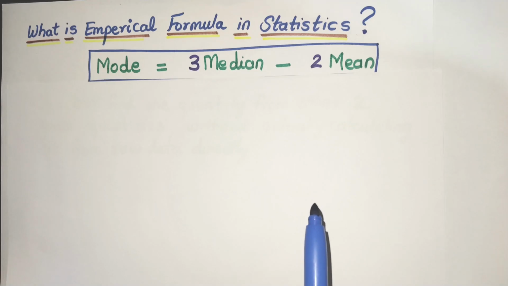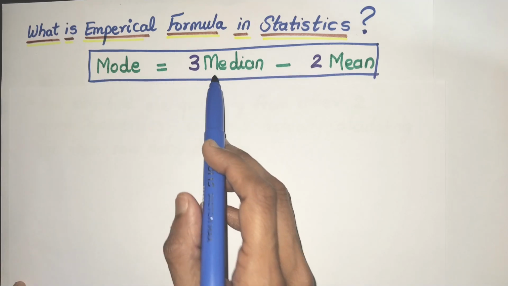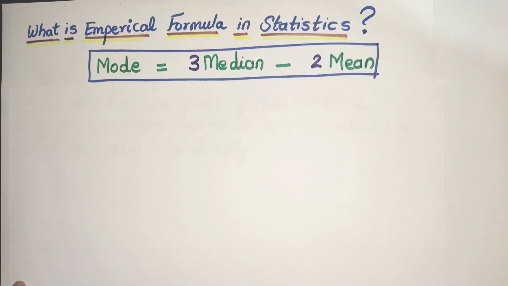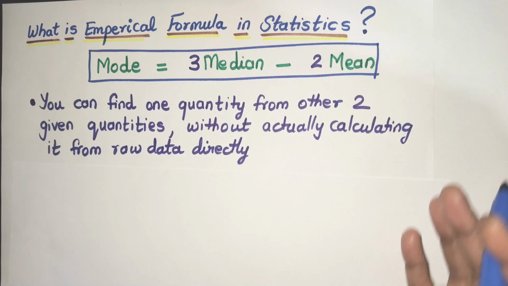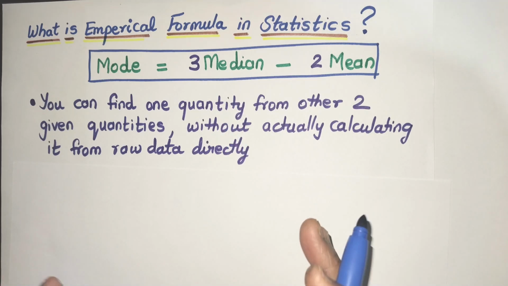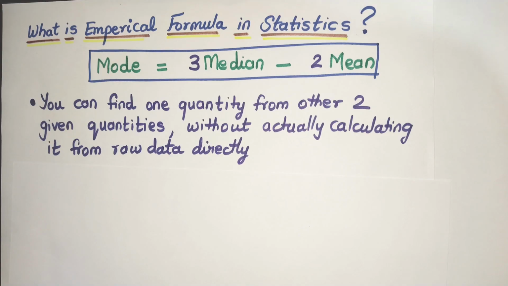Now the formula is mode equals to 3 times the median minus 2 times the mean. Now this formula is used when we want to find out one quantity from the remaining two quantities without using the actual raw data directly. So friends, let's try out a few questions and see how this works.